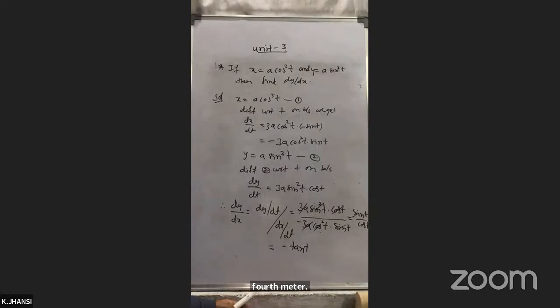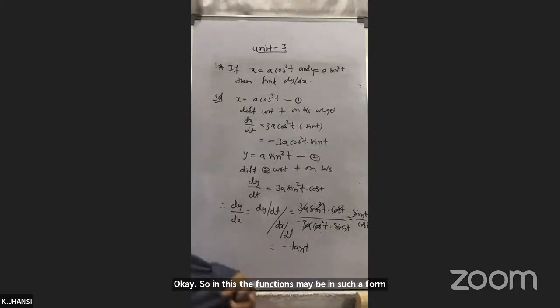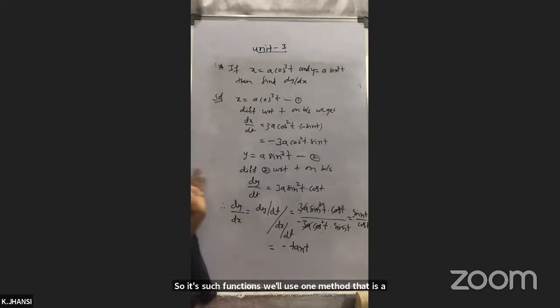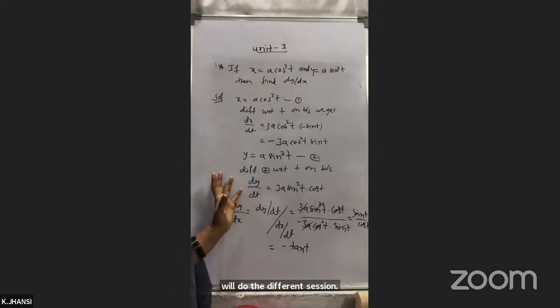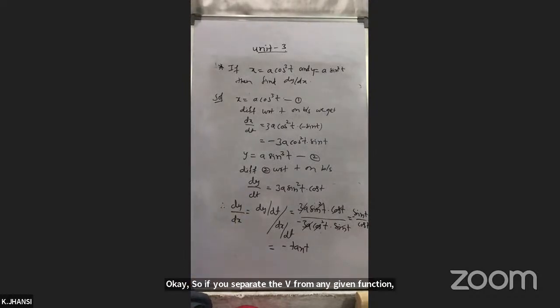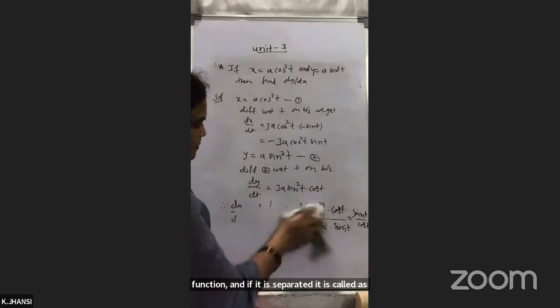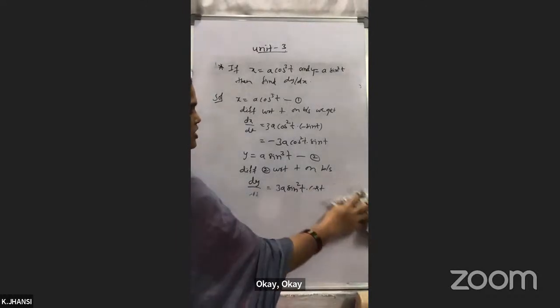Okay, so in this, the functions will be in such a form that you can't separate the y variable from the given function. So for such functions we will use one method, that is differentiation done on the whole function, whatever the function is. Okay, so if we separate the y from a given function, that type of function is called an explicit function. If it is not separated, then it is called an implicit function, and if it is separated, it is called an explicit function.